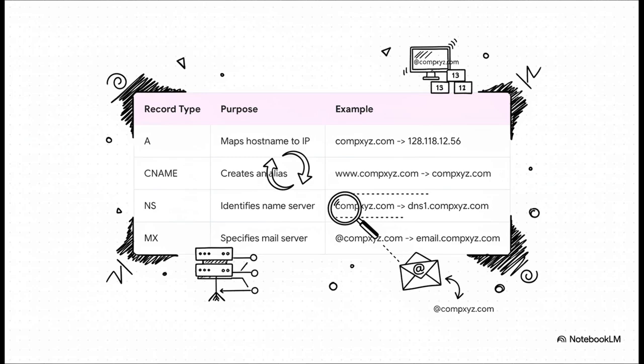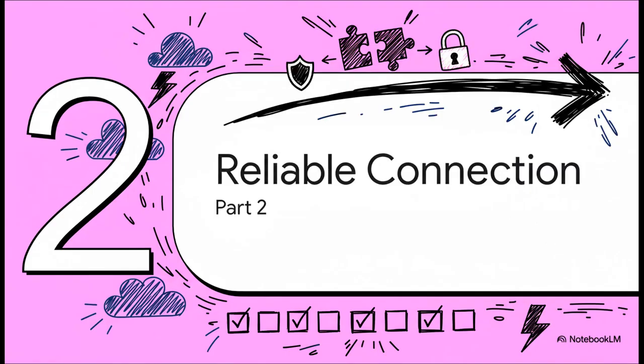So that final answer you get from the DNS server is called a record. The one we usually care about is the A record. That's the one that maps a name directly to an IP address. But there are other useful ones too, like a CNAME, which is just an alias. So you can make www.compsyz.com point to the shorter compsyz.com. And then there are MX records, which are super important for telling the internet where to deliver email for that domain.